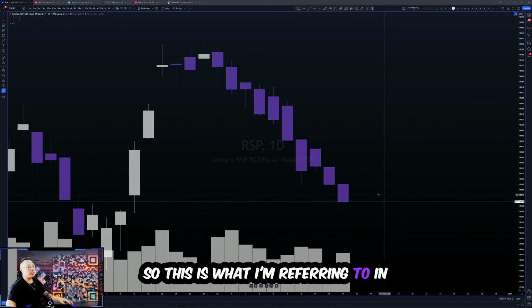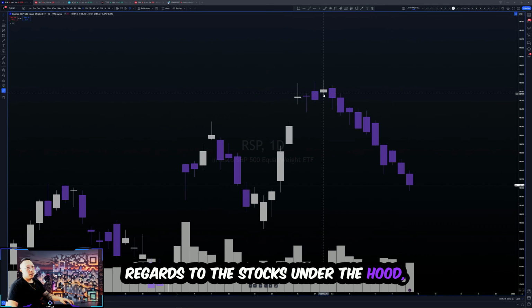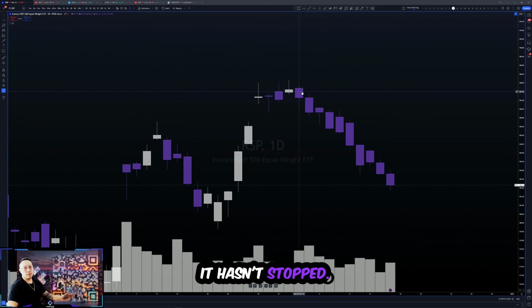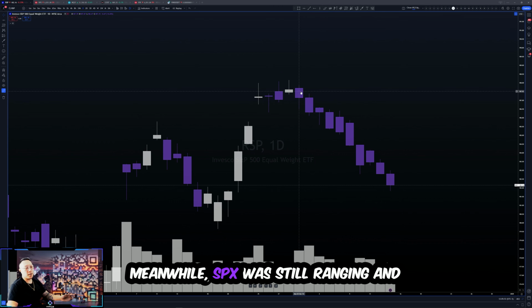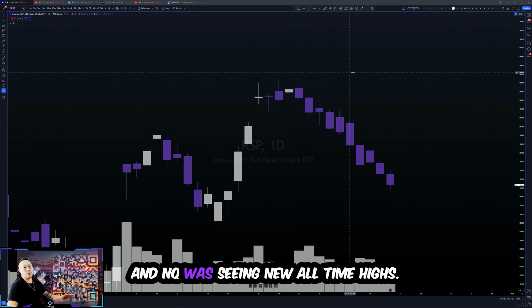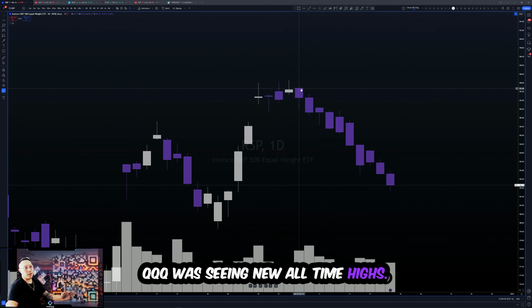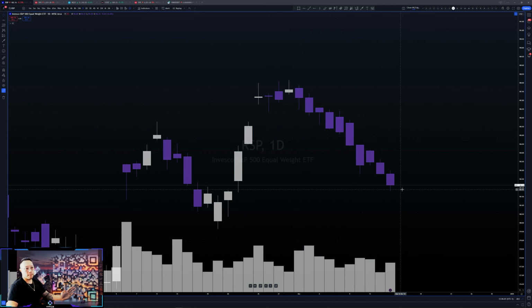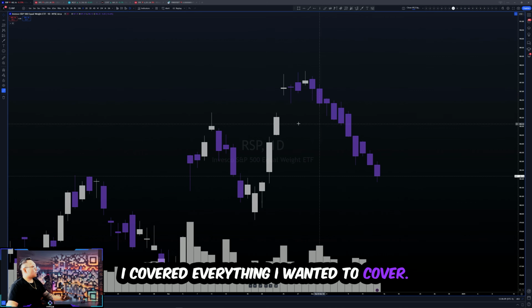So this is what I'm referring to in regards to the stocks under the hood. Look, we've been pulling back on these names since the beginning of December. It hasn't stopped. Okay. Meanwhile, SPX was still ranging and trying to test new all-time highs. And NQ was seeing new all-time highs. QQQs were seeing new all-time highs. We've been pulling back on RSP the entire time. The entire month. Okay. I covered everything I wanted to cover.